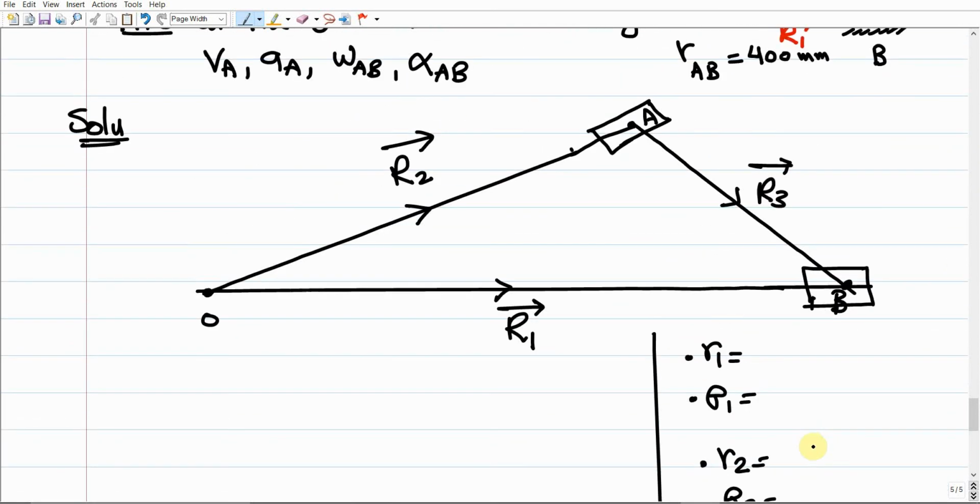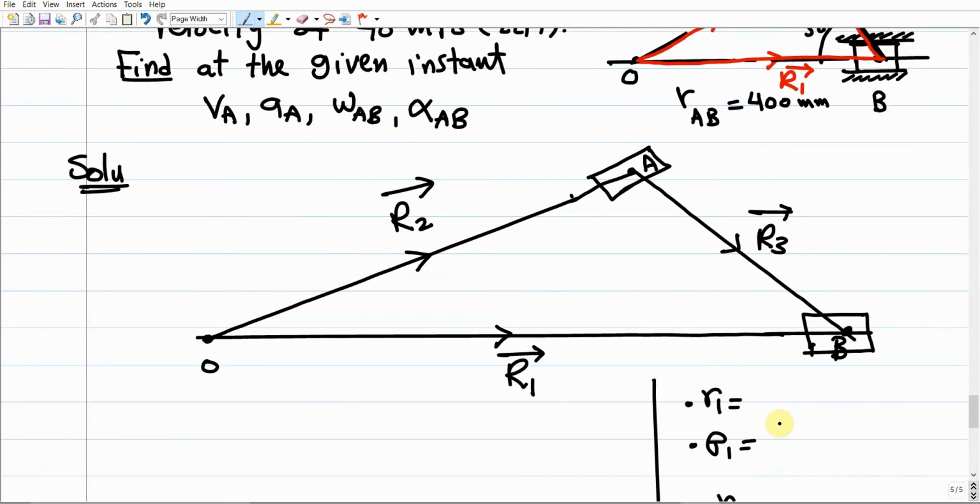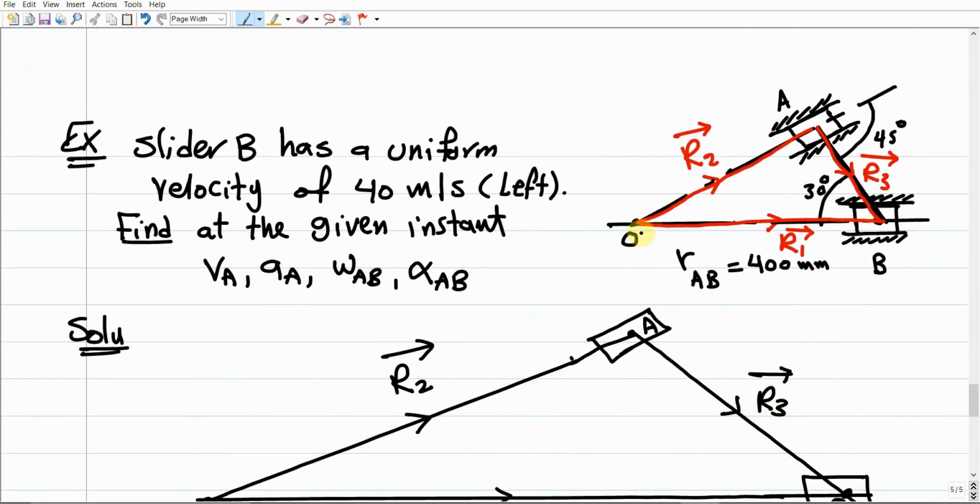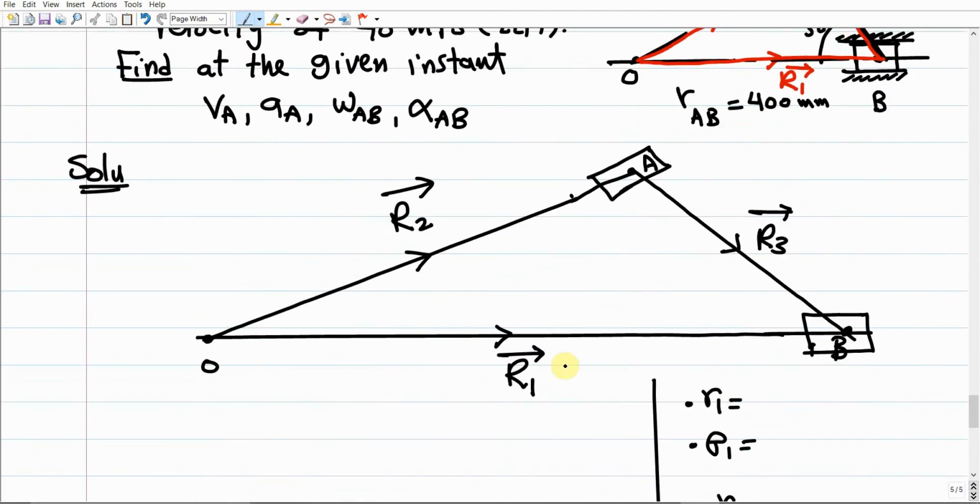So according to the given information here, what is R1? R1 should be the distance between point O and point B. Do you think that we do have this distance? No, the only information in terms of distances and magnitudes of position vector is the REB, which is given by 400 millimeter, but nothing else. It means that R1 should be unknown.